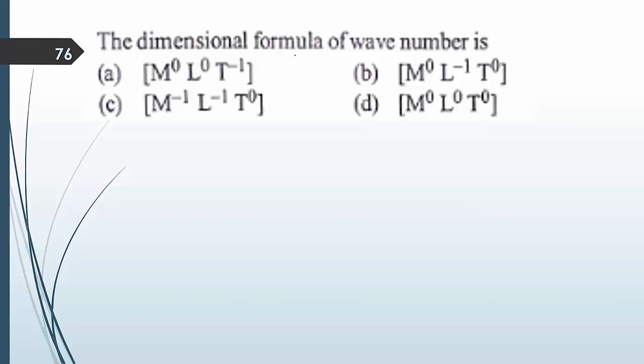Question number 76. The dimensional formula of wave number is, yes, we know that wave number, which is denoted by nu bar, is equal to 1 divided by lambda. 1 divided by wavelength, right? The reciprocal of wavelength gives wave number. So 1 by lambda means we can write 1 divided by L. So that is L raised to minus 1. Or we can write M raised to 0, L raised to minus 1, T raised to 0. So this is the dimensional formula for wave number. So the right option is B.